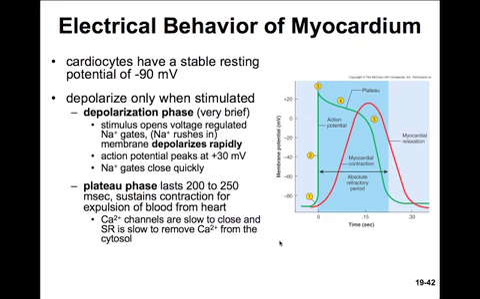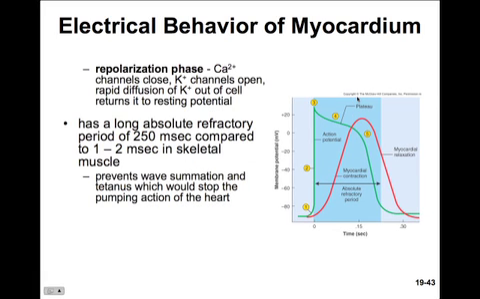So we've examined how a pacemaker potential works. Now let's look at the potential of a regular cardiocyte. Cardiocytes are going to depolarize only when they're stimulated. They'll have a depolarization phase here, a plateau phase, and a repolarization phase.